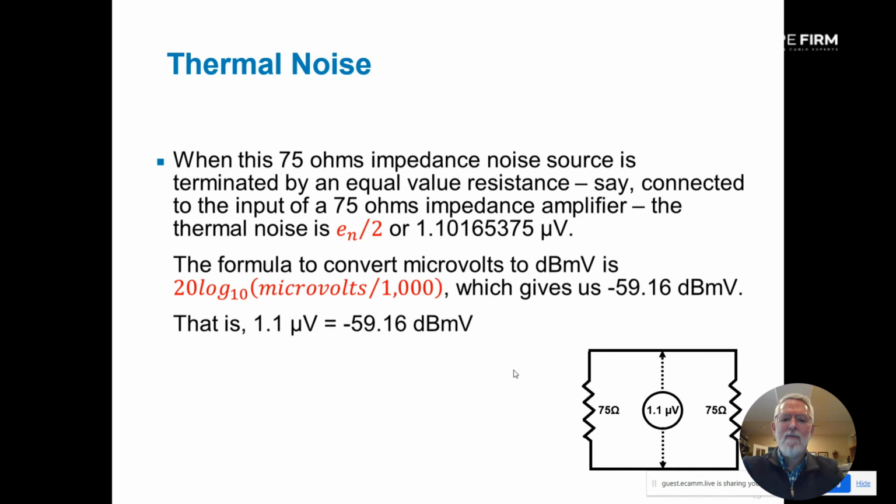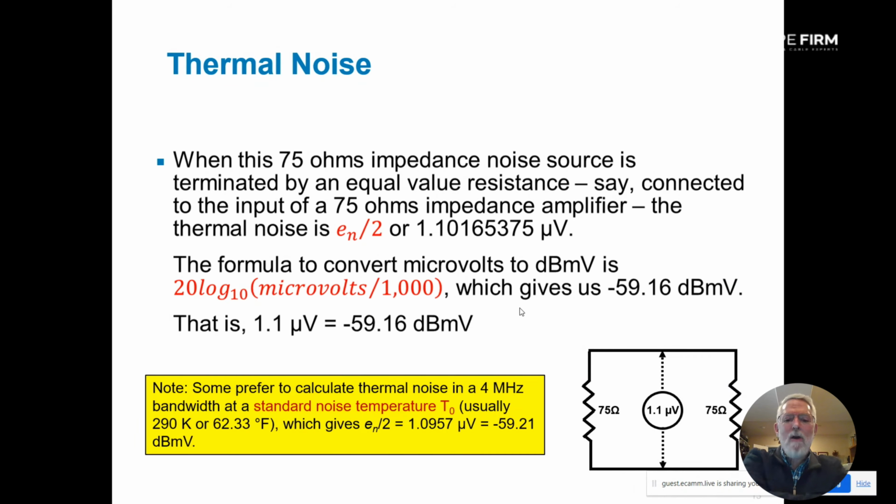And then once we have that number, we convert that to dBmV with the formula 20 times the base 10 logarithm of the value in microvolts, which is 1.1016535 microvolts, divided by 1,000, and that gives us minus 59.16 dBmV. In other words, 1.1 microvolt, in the example you see here in the graphic in the lower right screen, equals minus 59.16 dBmV. There's the part that I was looking for. I forgot that I put it on this slide.